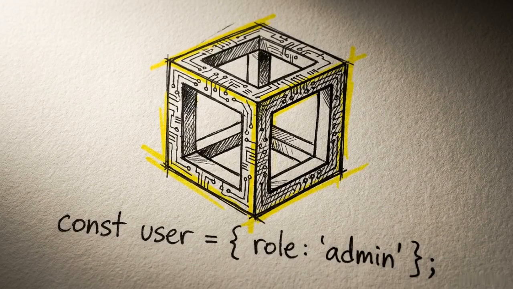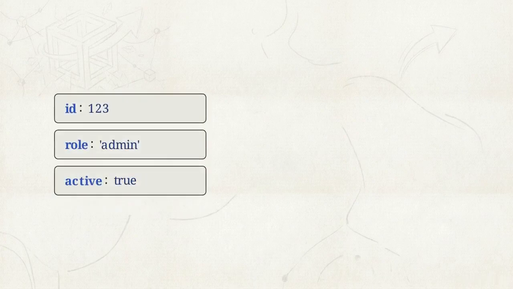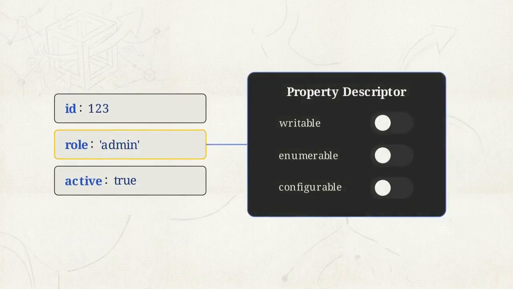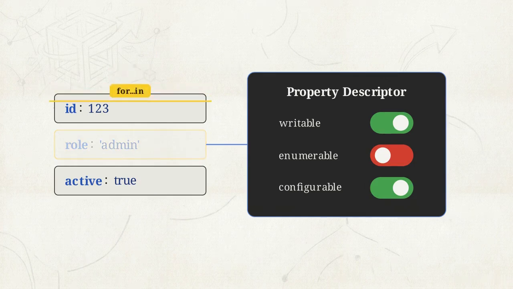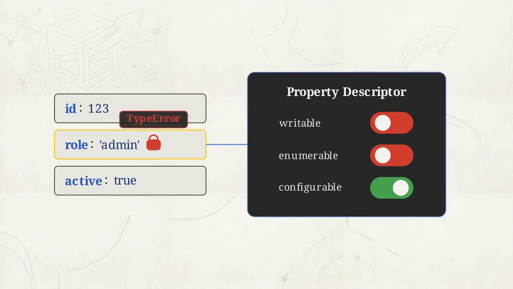Every key-value pair you write is governed by a hidden metadata object known as a property descriptor. The engine automatically generates this descriptor, flipping 3 Boolean switches to true: writable, enumerable, and configurable. Toggling enumerable to false hides the property from iteration. Toggling writable to false locks the value, throwing a type error on assignment.